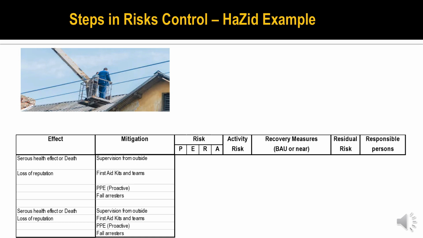Then first aid kits and teams. By any chance, if the person falls, if you have your first aid kits and first aid teams, it can minimize the damage. The person has already fallen, he's on the ground, but if first aid is available right now, he's not going to die. To some extent, you can be sure of that. Then personal protective equipment. If the person is wearing any protective equipment, even if he falls, even if he gets electrocuted, the impact is going to be minimized. Then you can also have a fall arrestor.